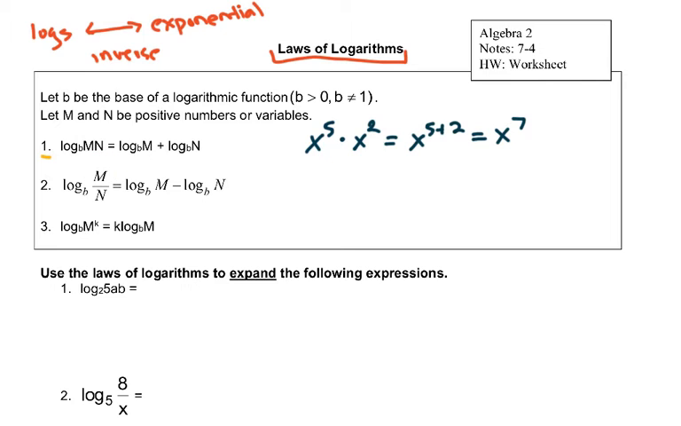So this relates to the logs: when we are adding two logs together, we multiply the terms to combine them. So if we're multiplying these terms, we add the exponents, the opposite here. If we're adding the logs, we can combine them with multiplication. And this is going to relate to number 2.